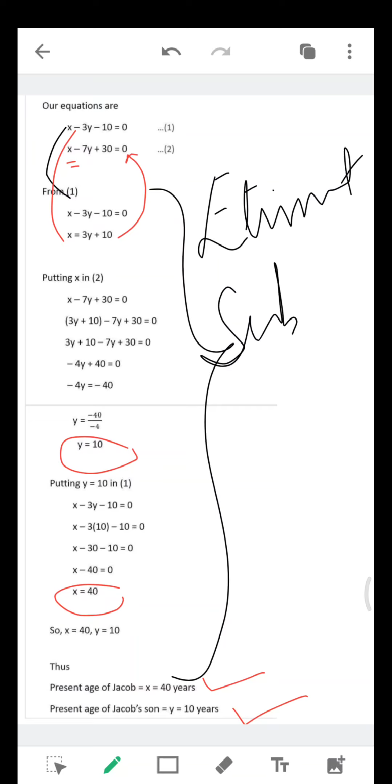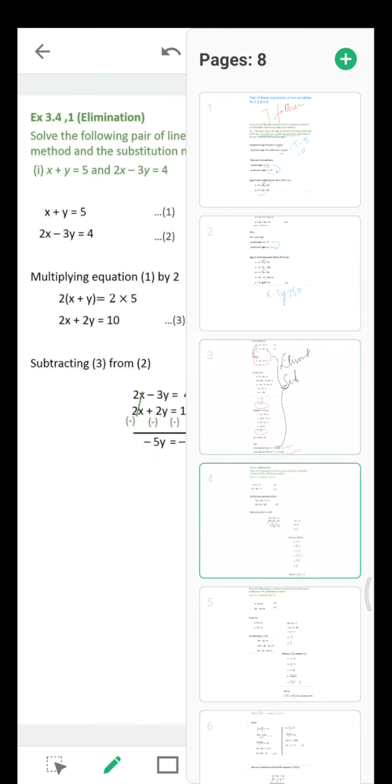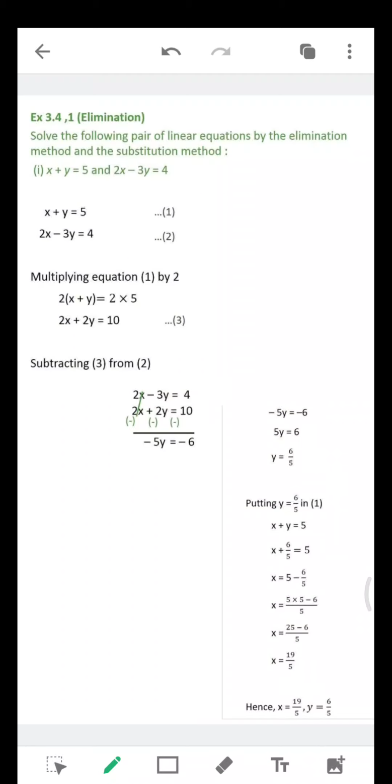Well, this is the way we can frame the equations for the word problems based on ages and find their missing ages. Hope it's clear to you all. Now let's see another one. In 3.4, question number 1, it's about solving equations. Solve the following pair of linear equations by both the methods, elimination as well as substitution. I have given you a lot of practice for this.